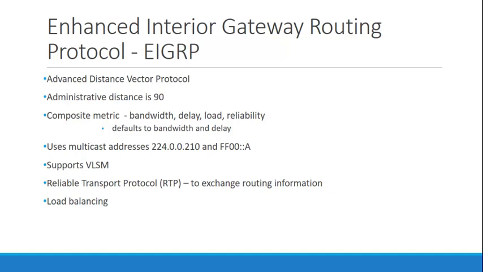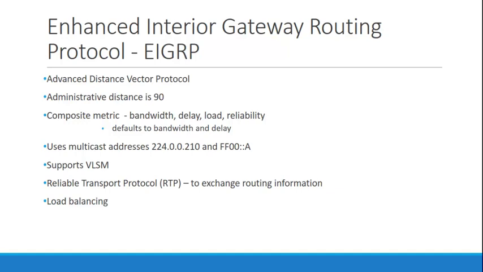It uses multicast address 224.0.0.10 for IPv4 to exchange routing information, and it uses FF02::A to exchange routing information in IPv6. It supports variable length subnet masking, and rather than using UDP or TCP, it uses Reliable Transport Protocol, or RTP, to exchange its routing information. So when we looked at RIP and RIPng, it uses UDP 520 and 521 as its transport. Instead, EIGRP will use RTP to exchange that routing information.